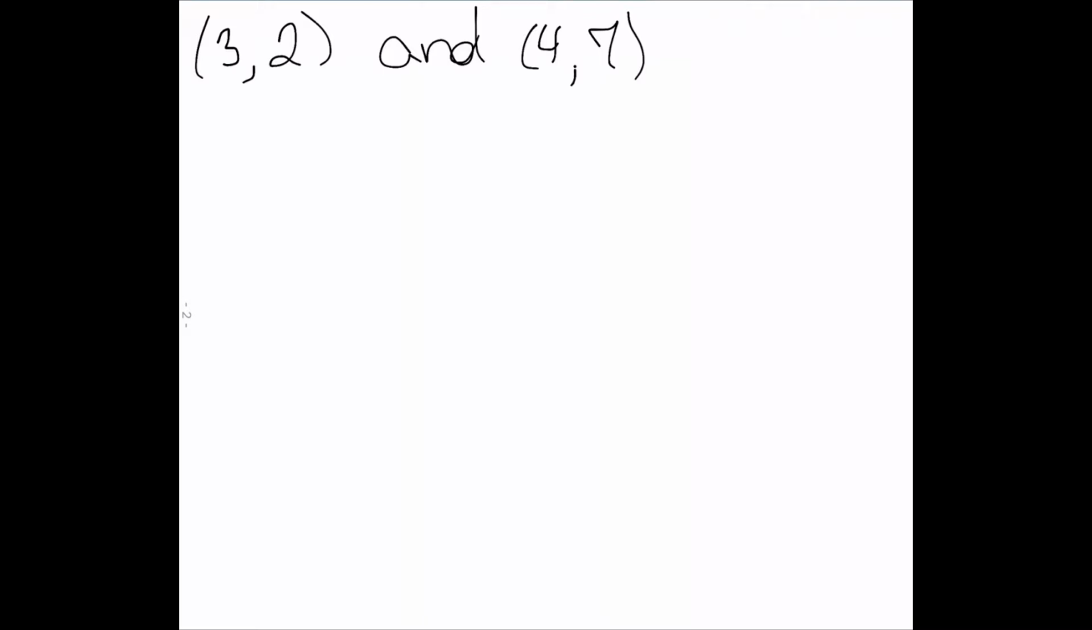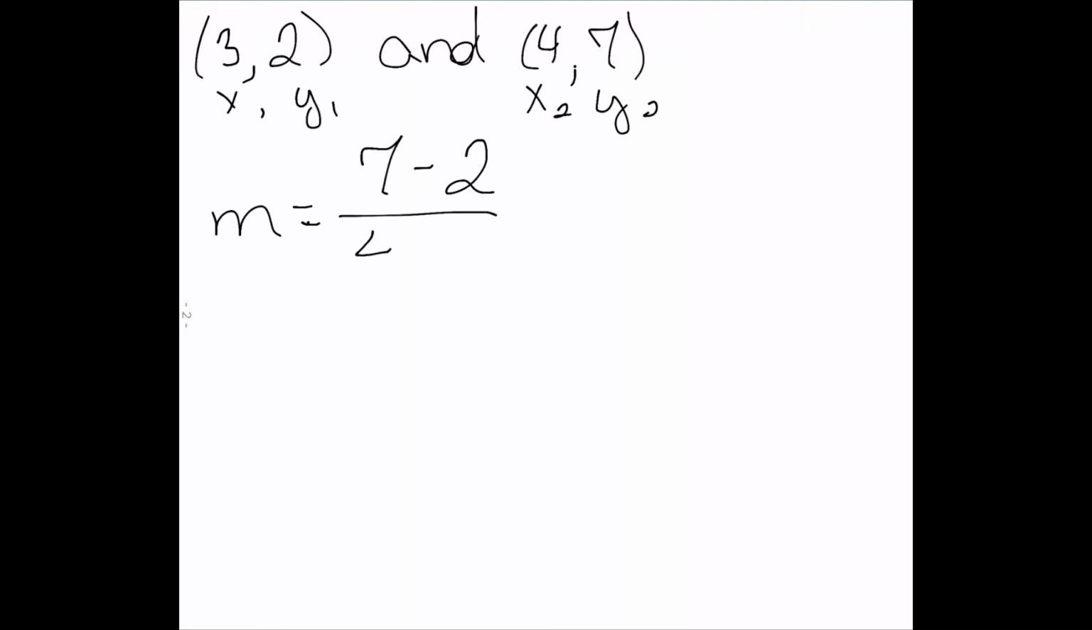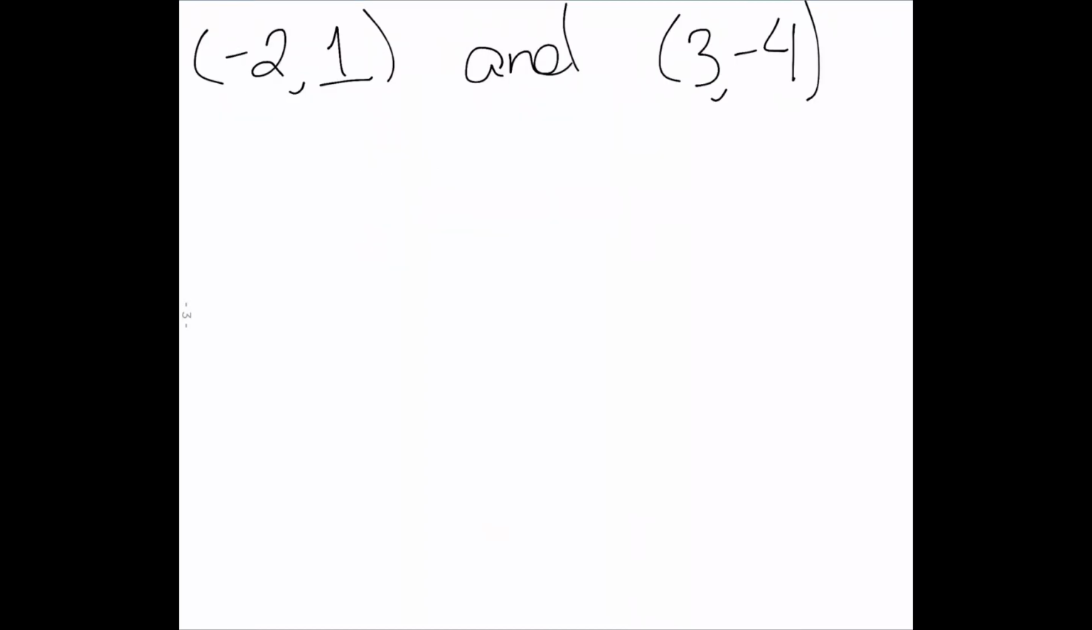The points 3, 2, and 4, 7. We'll call the first one x1, y1, and the second one x2, y2. So our formula says y2, which is 7, minus y1, which is 2, over x2, 4, minus x1, 3. 7 minus 2 is 5, and 4 minus 3 is 1, so for this particular problem, my slope would be 5.